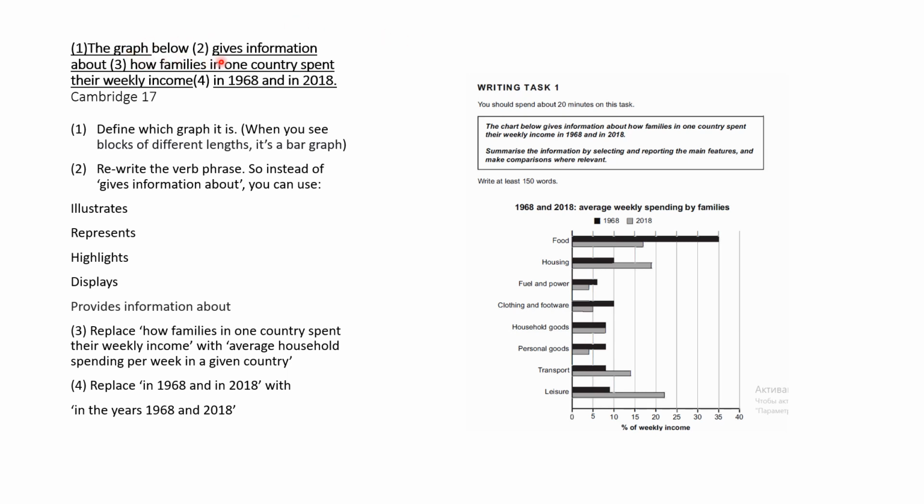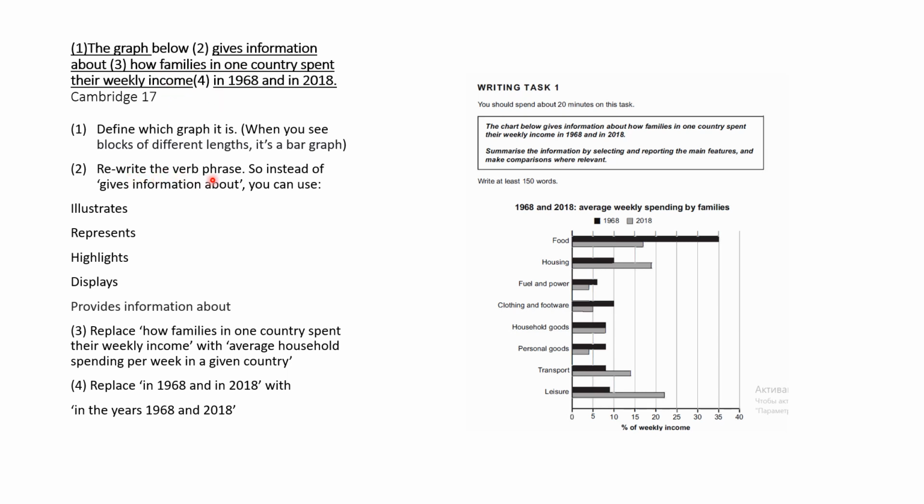The graph below gives information about how families in one country spent their weekly income in 1968 and in 2018. First, we define the graph. When you see blocks of different length, it's a bar graph. So now we should paraphrase each element here.